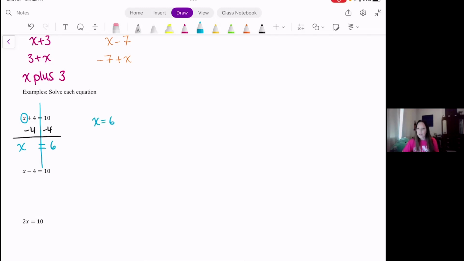How do I know if it's right? I substitute it back into the original equation and I check. 6 plus 4 is 10. I did the right math. It's a great thing about equations. You can always take your answer and plug it back in and make sure that it's true.